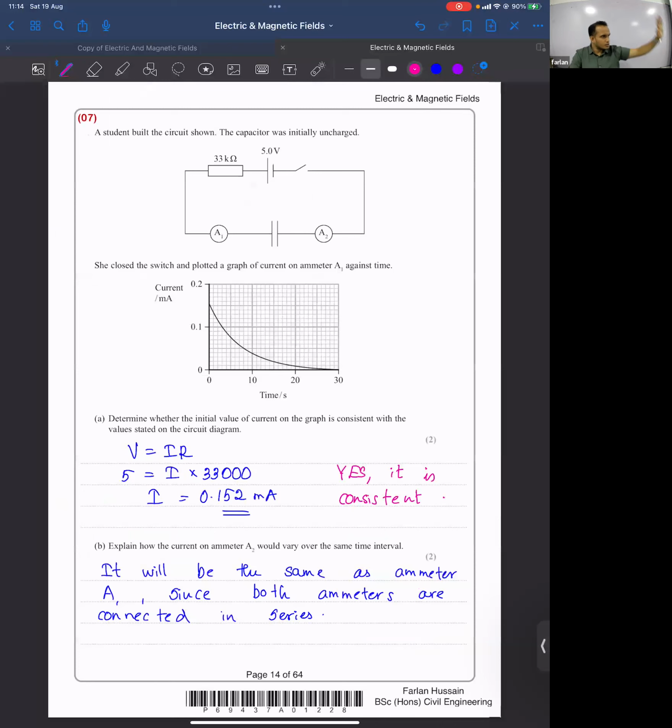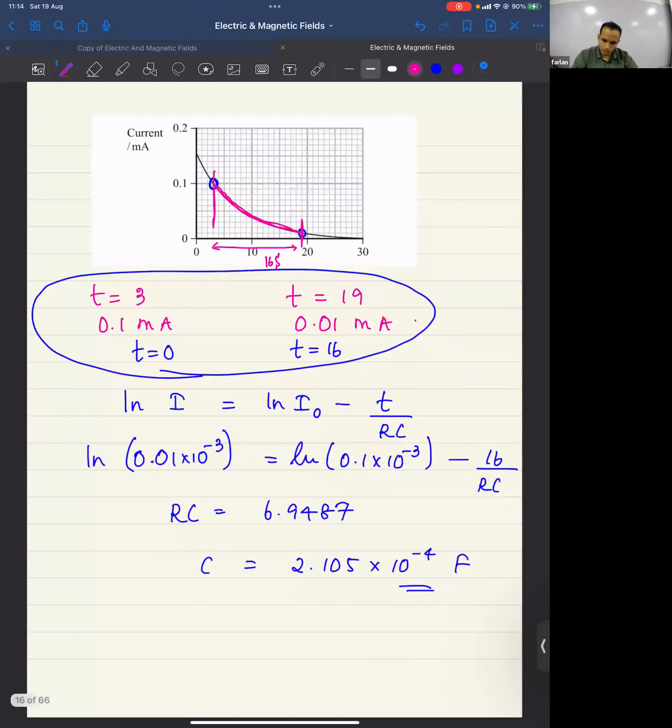You are using the battery to charge the capacitor. While charging, the charging current will reduce, and eventually the current becomes 0. Why did the current become 0? As I told you earlier, the capacitor has become fully charged. It can't take any more. So indirectly, what are they asking? The charge at 30 seconds means, when the capacitor is fully charged, what is the charge stored? Am I right? So that will be Q equals CV.